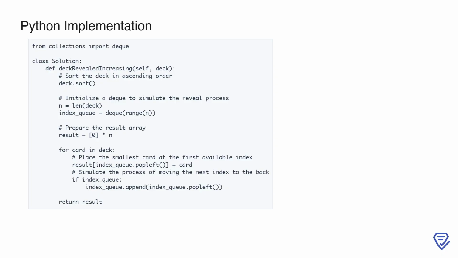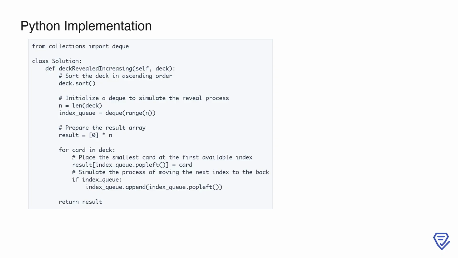3. Result array. An array result of size n is initialized with zeros. This array will hold the final arrangement of the deck. 4. Simulating the reveal process. For each card in the sorted deck, the smallest card is placed at the index obtained by popping from the front of the deque. If the deque is not empty, the next index is moved from the front to the back of the deque to simulate the process of skipping one position.